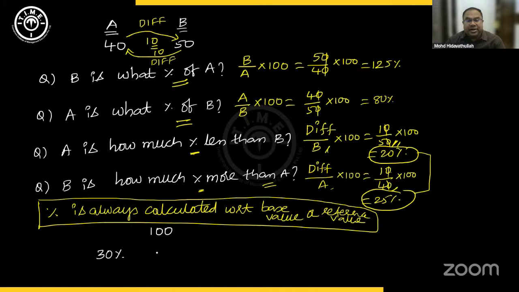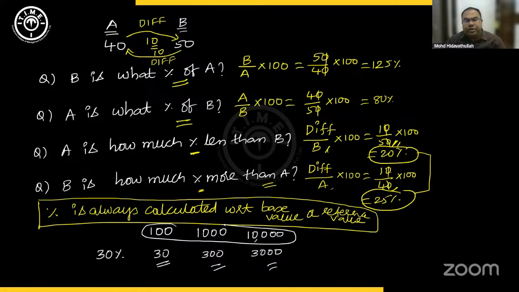What is 30% of 100? How much is this? 30. 30% of 1000: 10% is 100, 30% is 300. 30% of 10,000: 10% is 1000, 30% is 3000. The same 30% is 30 here, 300 here, 3000 here. Why? What is the difference? Because my base values are different. Here my base is 100, here 1000, here 10,000. Different bases will give me different values for the same 30%.